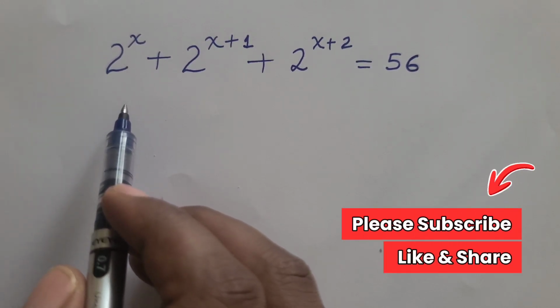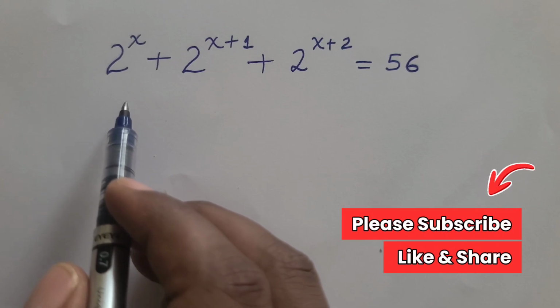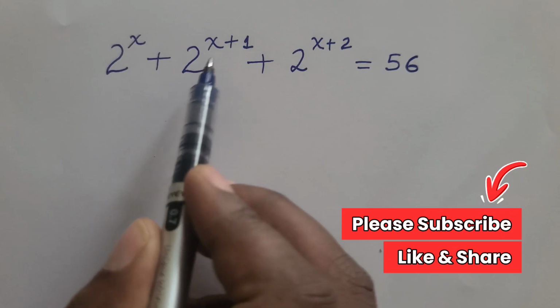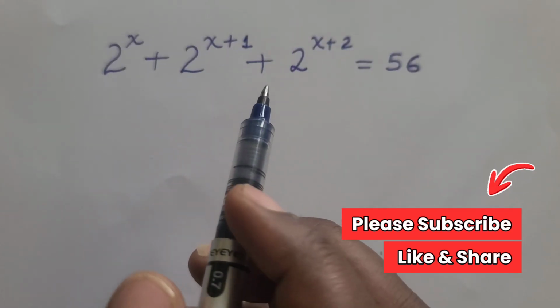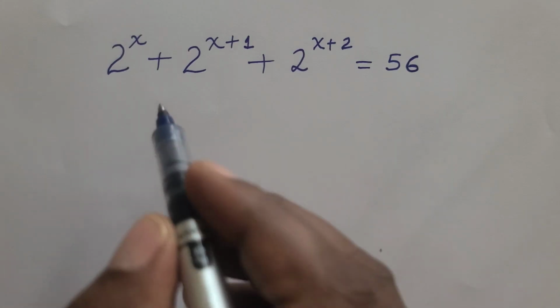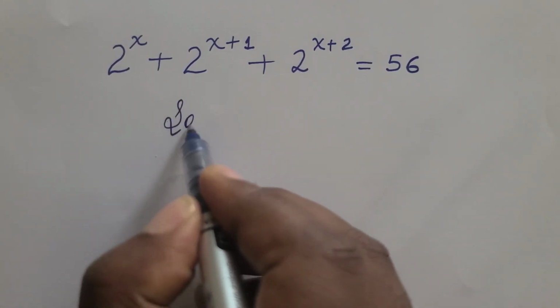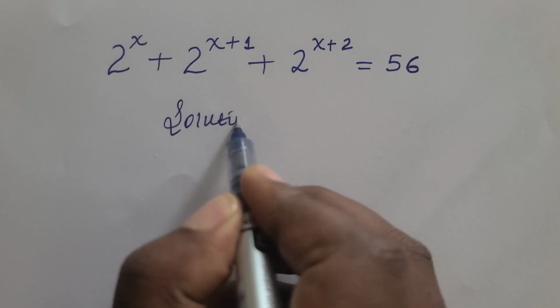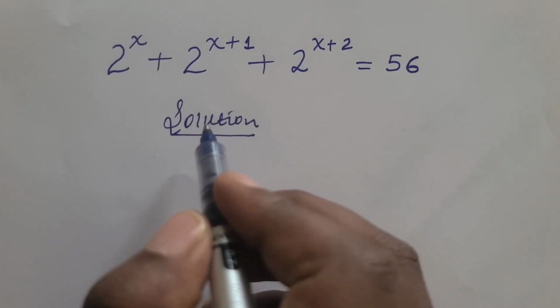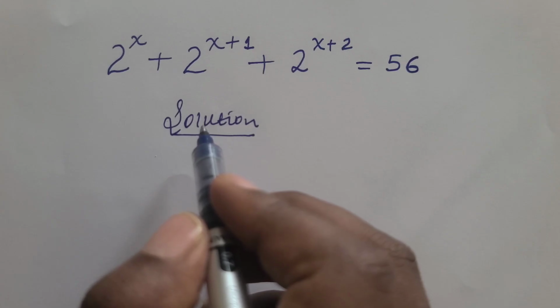Now let's determine the value of x from this exponential function. Here is 2^x + 2^(x+1) + 2^(x+2) = 56. In order to determine the value of x for the above exponential function, first let's see each term.